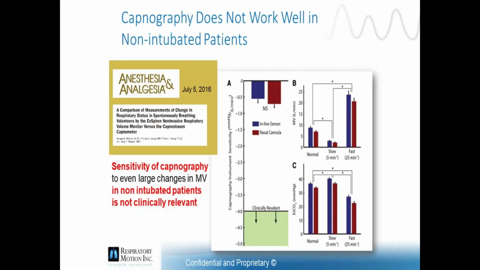Here is a study of 48 non-intubated subjects where changes in capnography measurements were found to poorly reflect large changes in minute ventilation, and the changes observed in the end-tidal CO2 measurements were not considered to be clinically relevant. Minute ventilation measurements changed more rapidly and by a greater degree than capnography could capture in response to respiratory changes in these non-intubated patients.